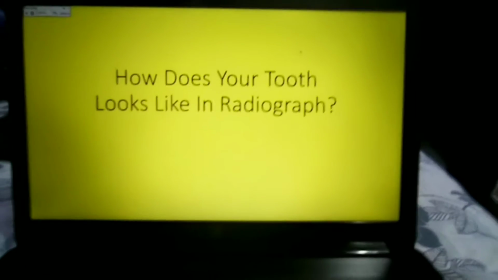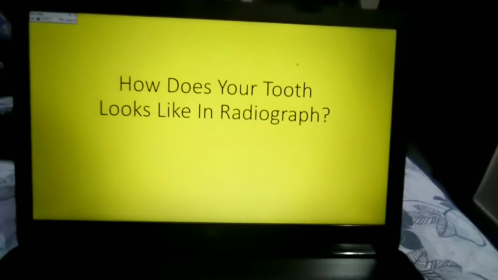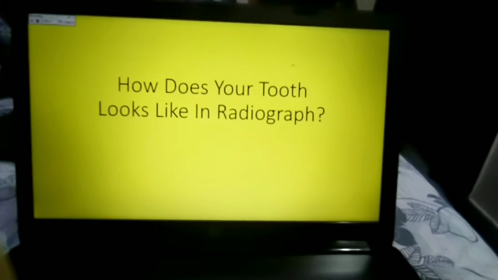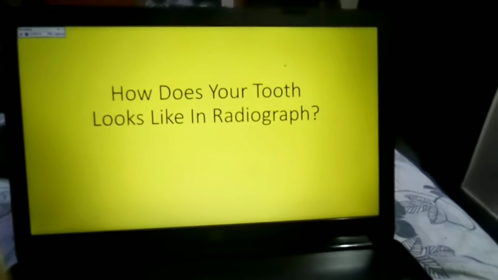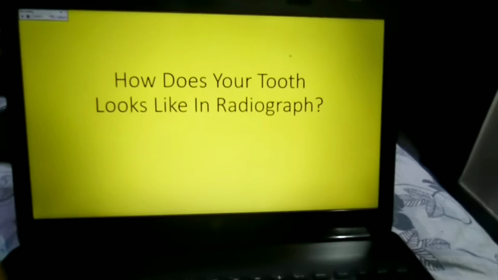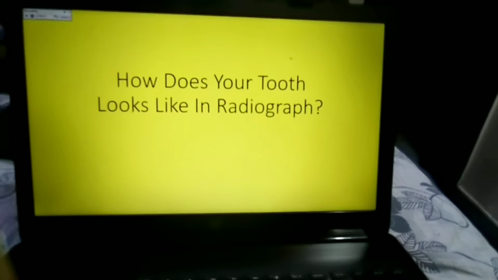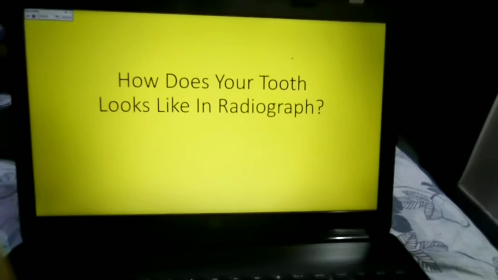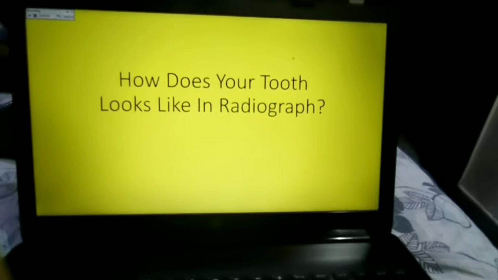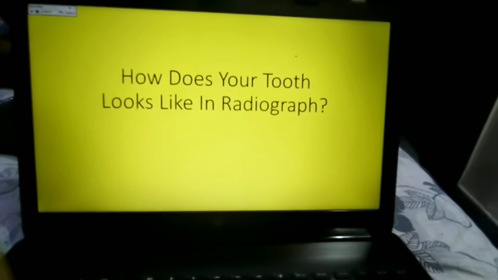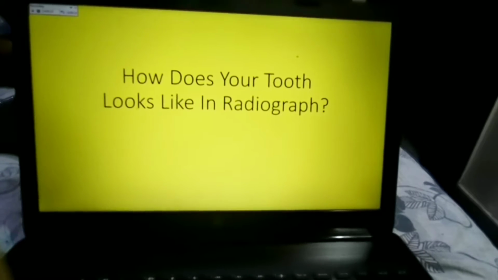Hello everyone. So today we'll look into this topic: how does your tooth look in a radiograph? When you go to a dentist and the dentist takes an x-ray of your tooth, you never recognize any of the tooth structure, and you just nod, saying yes, I understood, and you go with the treatment.